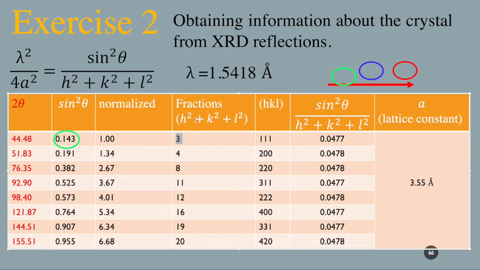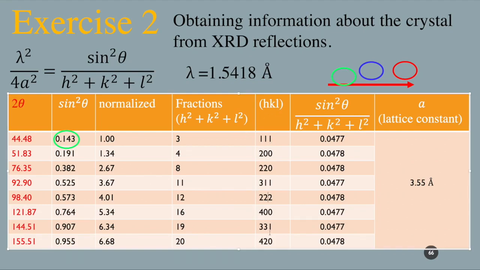Then, how do we get it, when h square plus k square plus l square is 3? We understand that this can come from the 1, 1, 1 plane. So 1 square, 1 square, 1 square is 3. Similarly, this 4 can come from this plane, and 8 can come from this plane, and 11 can come from the 3, 1, 1 plane. 12 can come from this. So we get its probable HKL values.